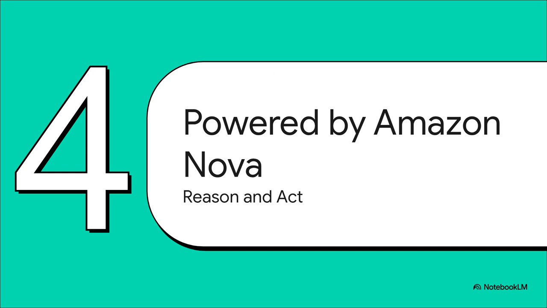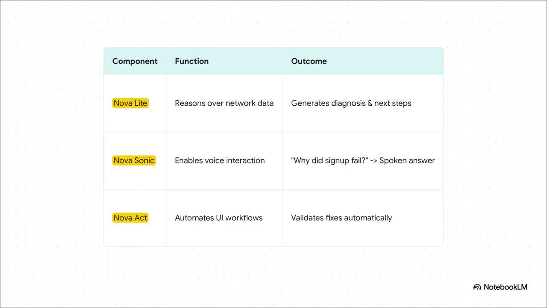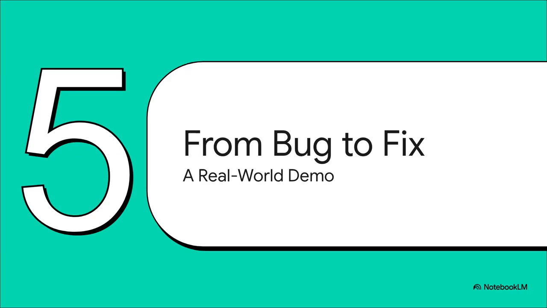Okay, so having the data and the tools is one thing, but making sense of it all, that's the real challenge. That's why this whole system gets superpowered by Amazon Nova, which takes all that great data from NetMCP and turns it into intelligent automated action. This partnership creates this really elegant, closed-loop system for debugging. It all starts with Nova Lite, which actually reasons over the network data to figure out the root cause. Then you've got Nova Sonic, which lets you interact with it just by talking. You could literally ask your computer, why did the signup fail, and get a straight answer back. And finally, Nova Act closes the loop by automating the UI workflow to make sure your fix, well, actually fixed it. It's a perfect cycle. Observe, reason, and act.